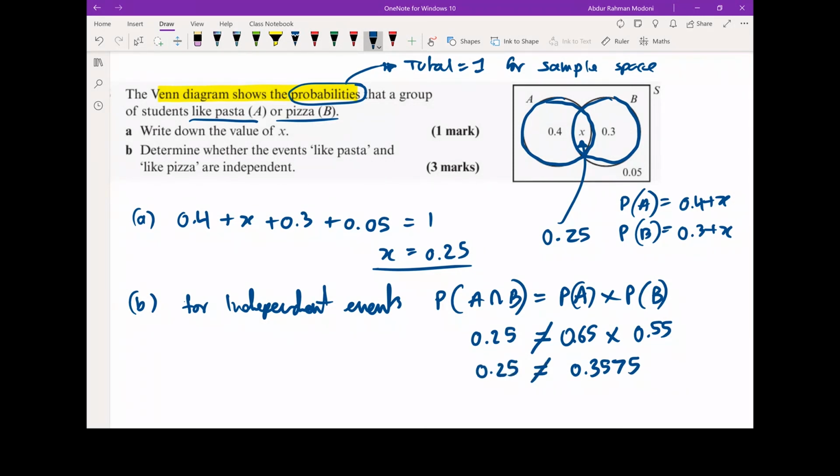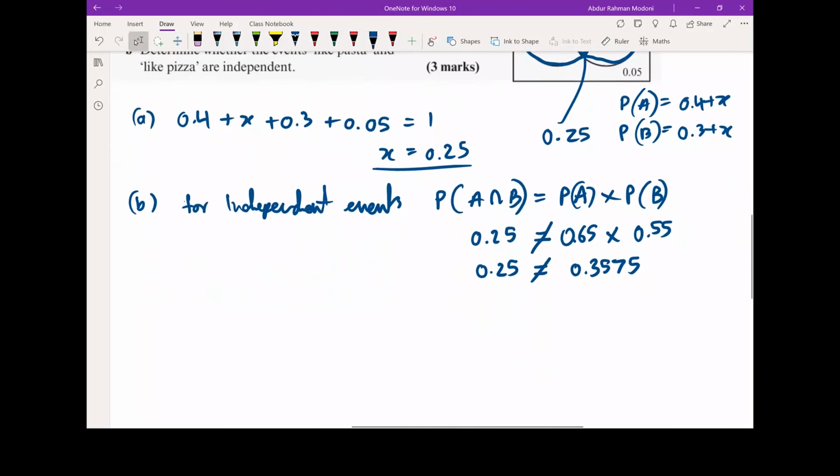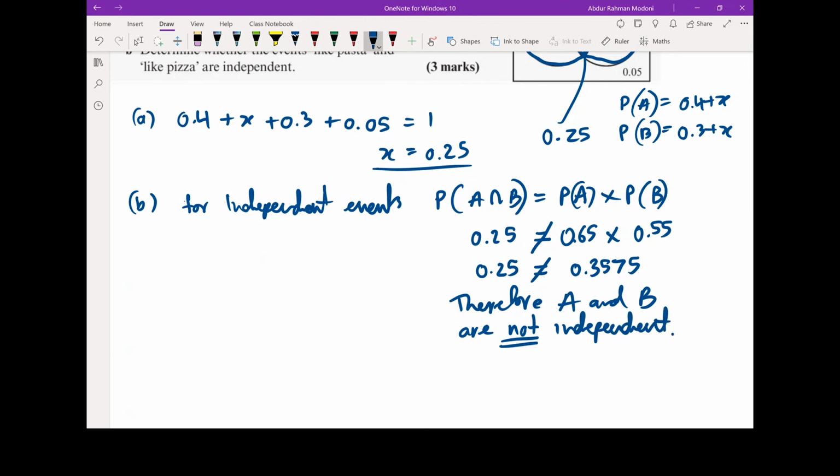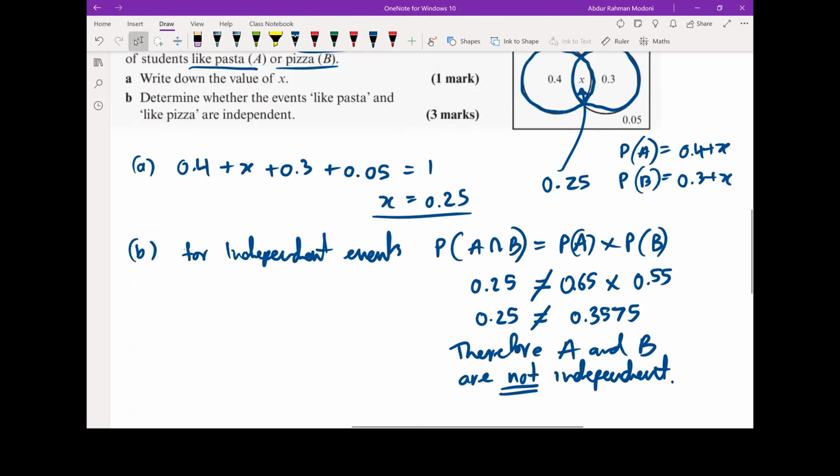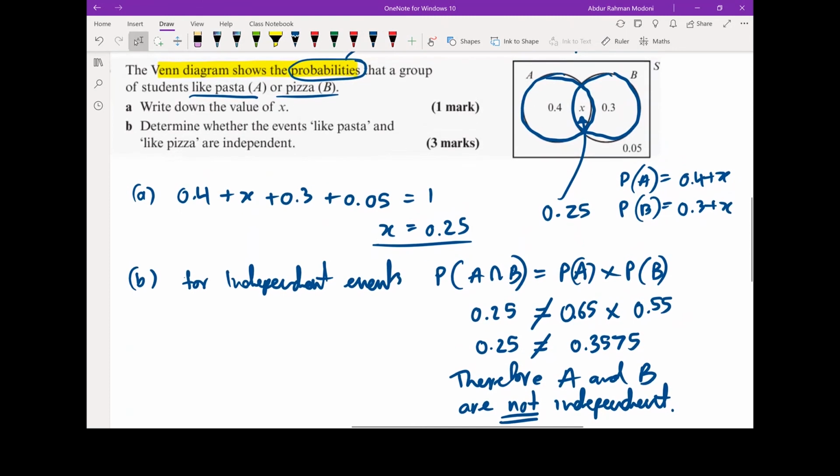Since they are not equal to each other, you would then say, therefore, A and B are not independent. Okay, so that's how we answer this question with regards to independence.